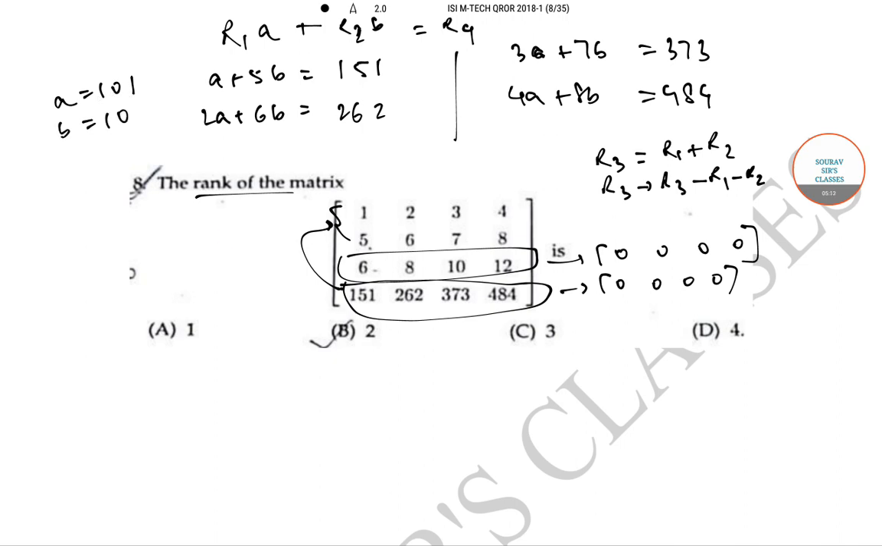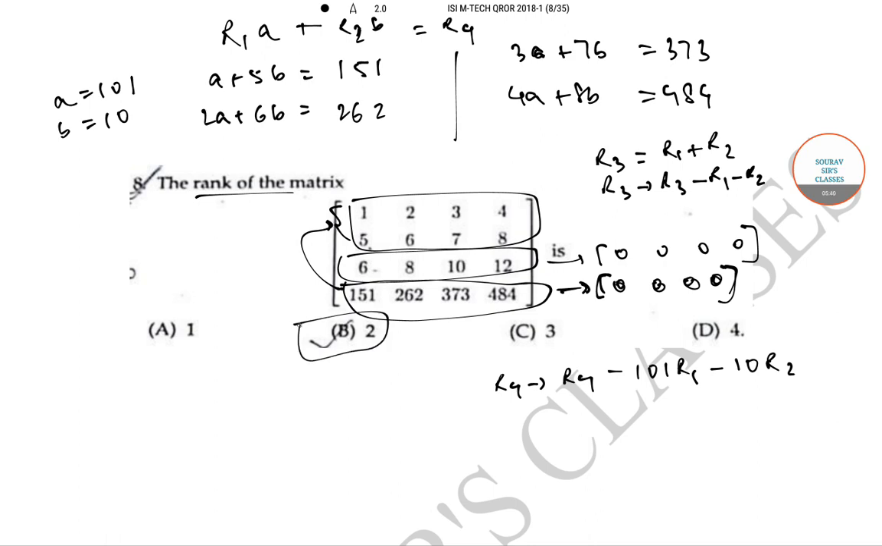Now, when we solve these equations, we get A to be 101 and B to be equal to 10. So if we do R4 tends to R4 minus 101 R1 minus 10 R2, we'll get all the elements of this row to be 0. So we are left with just 2 non-zero rows, and so the rank of the matrix is 2. So option B.